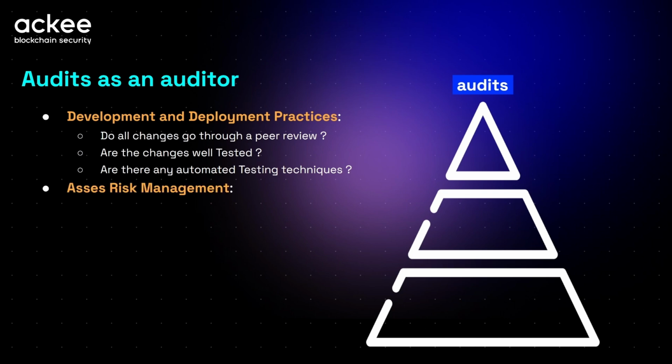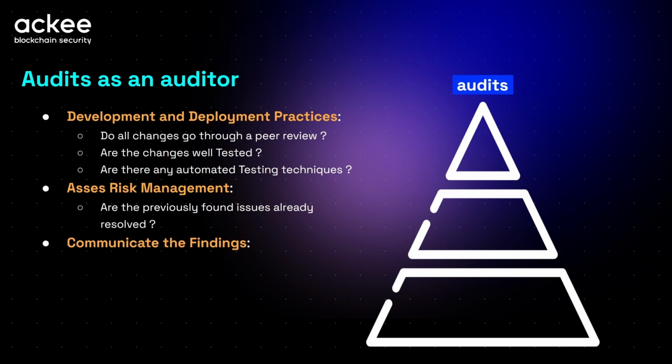Assess the risk management. Are the previously found issues already resolved? Are the previously found issues correctly resolved? Maybe the fix brought another security concern? I was talking about this. Make sure always that the fixes you made to the security vulnerabilities or security issues are correct. Firstly, the fix should actually fix the issue, and secondly, you shouldn't bring another security concern to your smart contract.